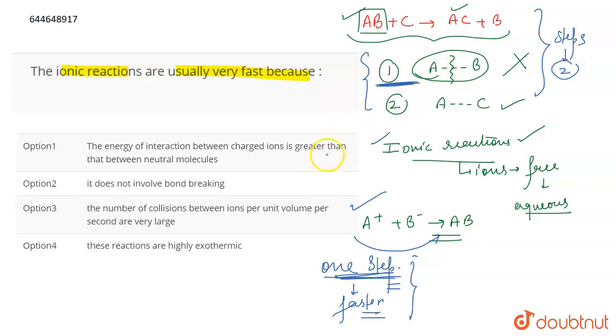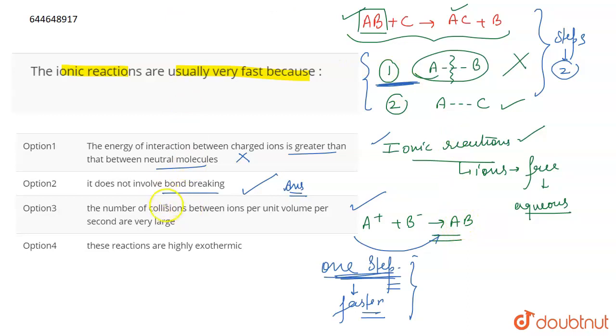So if you look at the options, the first option is that the energy of interaction between charged ions is greater than that between neutral molecules. No, this is not a valid reason. This does not justify our answer. Talking about option 2, it says that it does not involve bond breaking. Yes, this is the correct answer, because in ionic reactions, bonds are formed. Bond breaking step is not included.